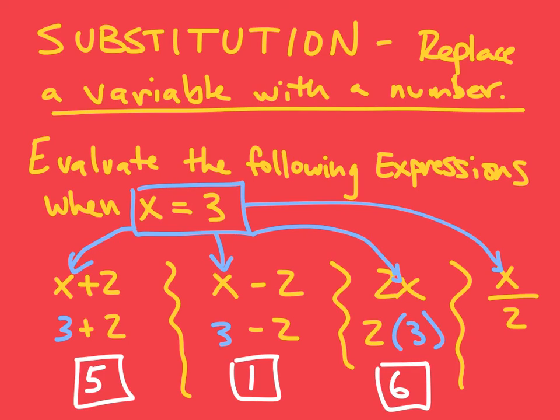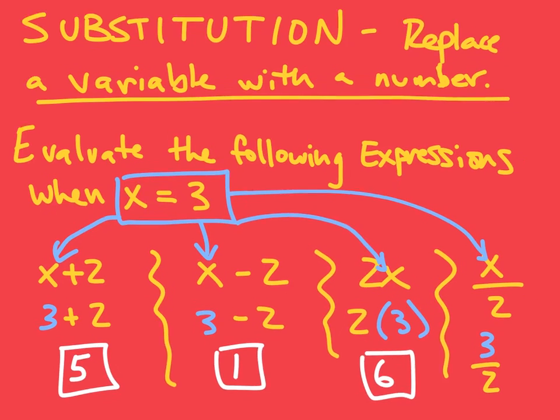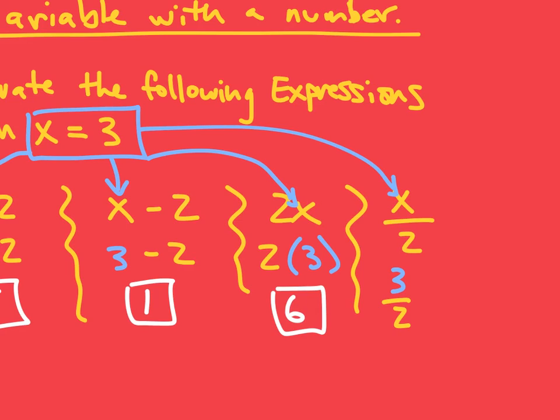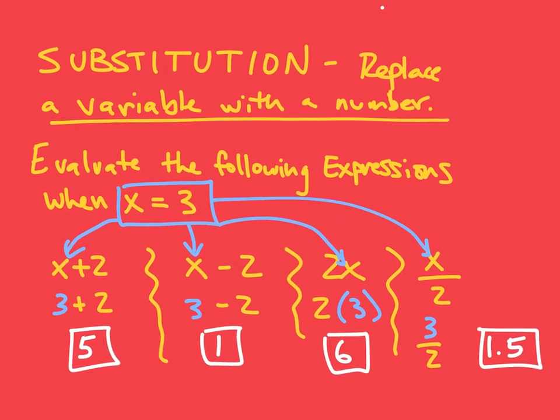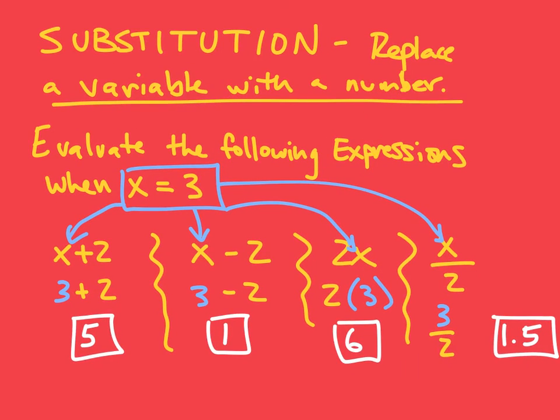If I plug it into my last one, I do 3 divided by 2. I could leave it like that as a fraction because 2 doesn't divide evenly into 3. But if you put that into decimal form, that would give you 1.5. So that's the idea. That's what I want you to be able to do: write out these expressions, substitute variables in, and then evaluate and do the math.